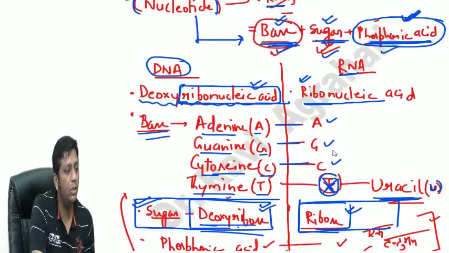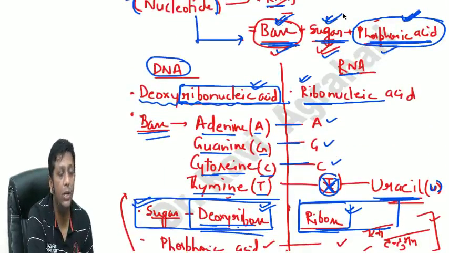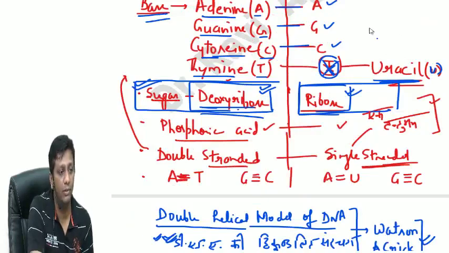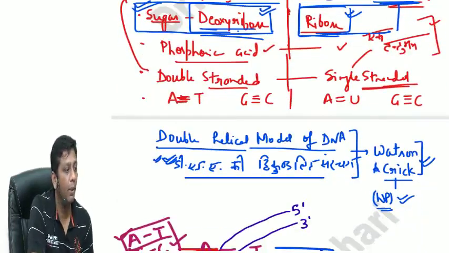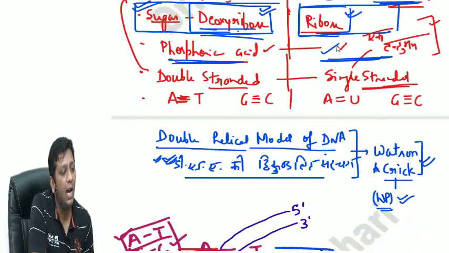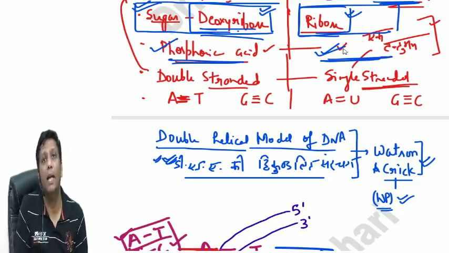So what you got here? Bases: AGCT and AGCU. Sugar: deoxyribose and ribose. Now phosphoric acid. See guys, phosphoric acid is one type. Here there are no differences. Phosphoric acid is present in DNA and phosphoric acid is also present in RNA. It is present on both sides, DNA and RNA. So here you get a similarity.